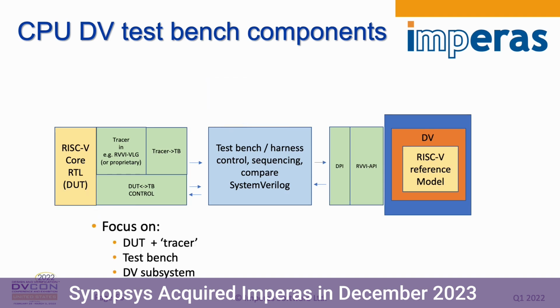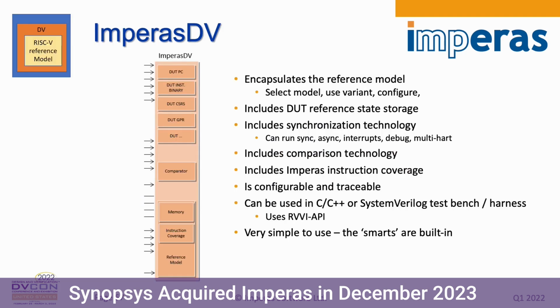We're going to really focus on the DUT and the subsystem on the right and the tracer. We're not going to look at all the other components in there. So the ImperasDV encapsulates the reference model, and has technology so you can select the model, say which variant it is, and configure it. It contains information about the state of the device under test. It has synchronization technology so that it can handle the asynchronous nature of multi-hart, multiple cores, whether it's got interrupts and debug and other things going on. It includes comparison technology. It has built-in instruction coverage, and it's completely configurable and traceable. It can be used in a SystemVerilog environment or a C/C++ environment. So it's very simple to use technology with a lot of complexity under the hood, but it's very simple to adopt and use.